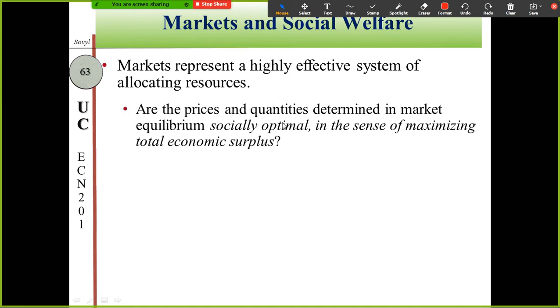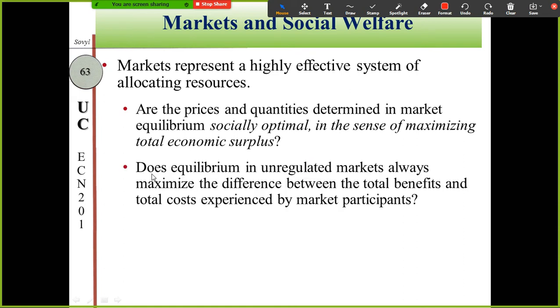Are the prices and quantities determined in the market equilibrium socially optimal? Socially optimal in the sense of maximizing total economic surplus. It means that when the market reaches equilibrium, we get an equilibrium price and equilibrium quantity. This equilibrium price and quantity make the economic surplus the biggest, the maximum. Okay, not sure. That's why let's see the other one.